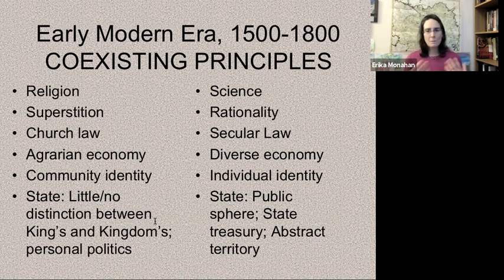If we would say a pre-modern state is a state where there's little or no distinction between what's the king's and what's the kingdom's, where all the politics are personal as opposed to being subordinate to rule of law. In the modern state, there's this greater sense of a public sphere, a state treasury, and the state existing as an abstract territorial entity, regardless of the ruler.